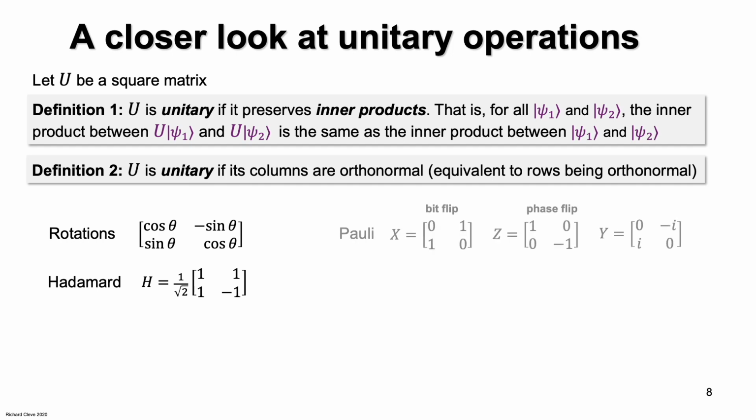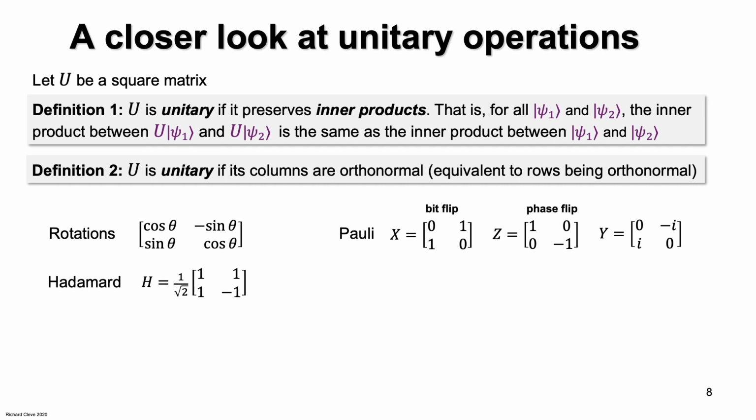Further examples are the three Pauli matrices shown here. The Pauli X matrix is like a NOT operation since it swaps ket 0 and ket 1. It's also called a bit flip. The Pauli Z, or Z, is sometimes called a phase flip. We'll soon be seeing these particular operations in action.